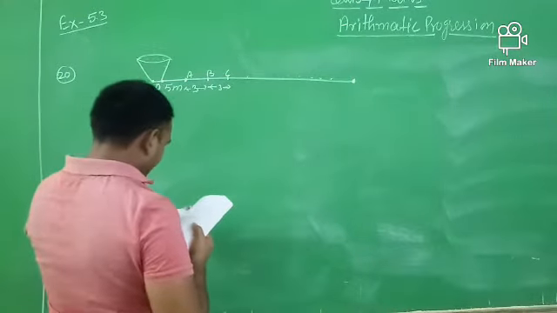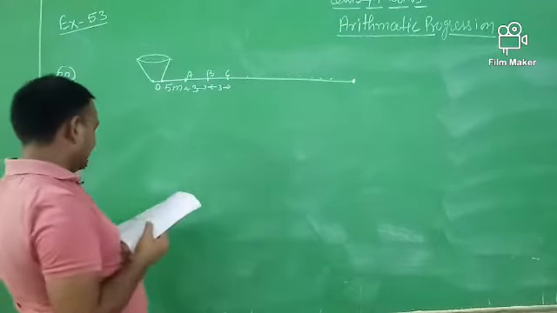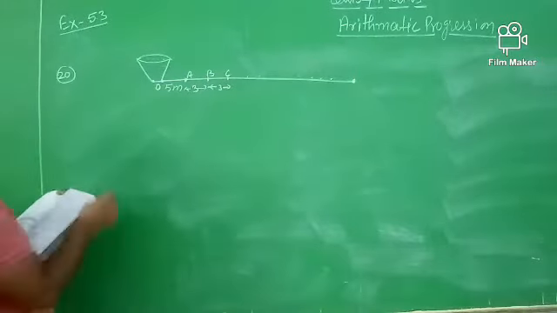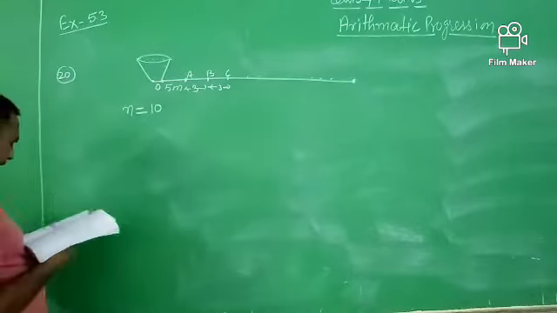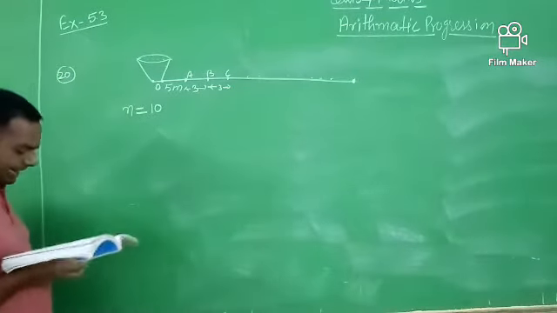So there are 10 potatoes in the line. It means the number of terms n is equal to 10.